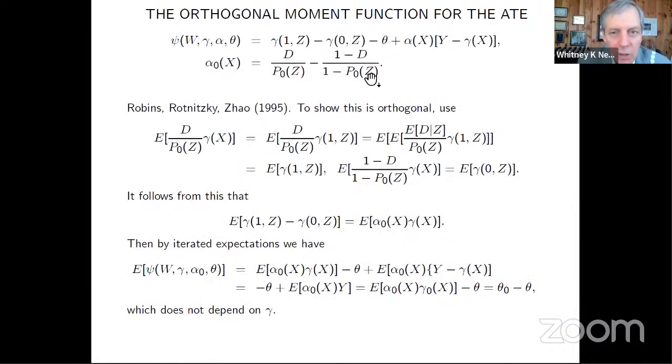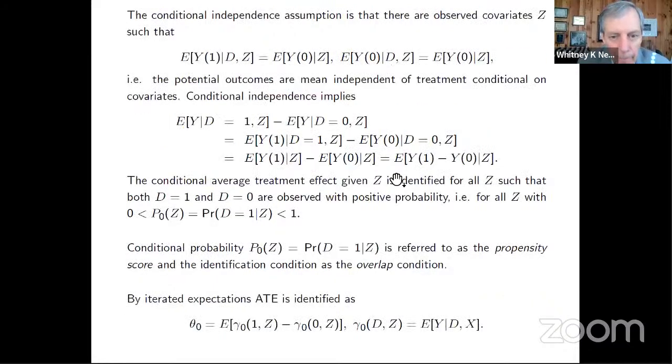So to save a little bit of time, we're going to go all the way to the orthogonal moment function here. Okay, so here's the identifying moment function I talked about, right? So you got gamma 1 z minus gamma 0 z minus theta. The expectation of that is 0 at the true gamma and the true theta. That's what the previous equation said. Okay, so that's the identifying moment function.